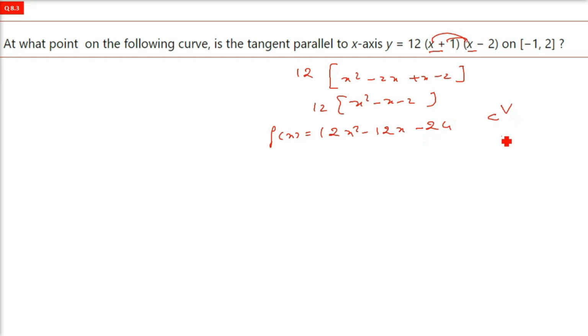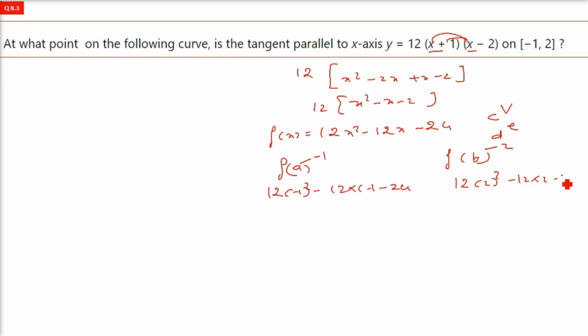So continuity and differentiability has been established because of the polynomial function. What about f(a) and f(b)? Let us see whether these values come out similar or not, because a = -1, b = 2 we are going to put. So 12 into (-1) whole square minus 12 into (-1) minus 24. Here 12 into 2 square minus 12 into 2 minus 24. In both cases you are going to get 0. You can compute it. That is, all the conditions of the Rolle's theorem have been satisfied.